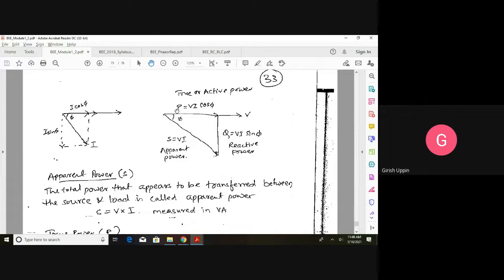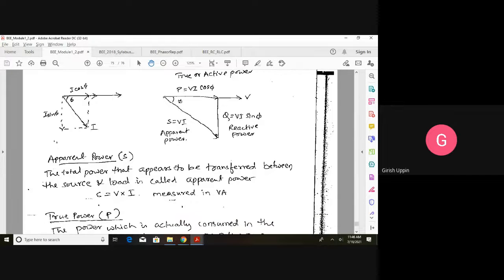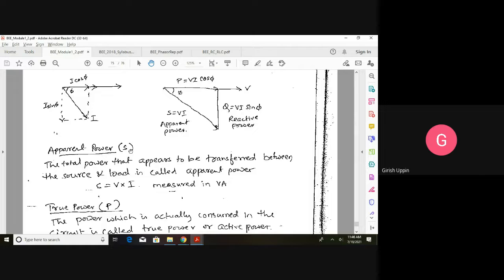The active power is represented as capital P, which we already saw. Capital Q is used for representing the reactive power. Capital S is used for representing the apparent power. And what is the definition of the apparent power? The total power that appears to be transferred between the source and the load is called the apparent power. The formula is S equal to voltage into current. If you remember this power triangle, then all the formulas can be easily remembered. The unit is volt amperes, because S is equal to V into I.